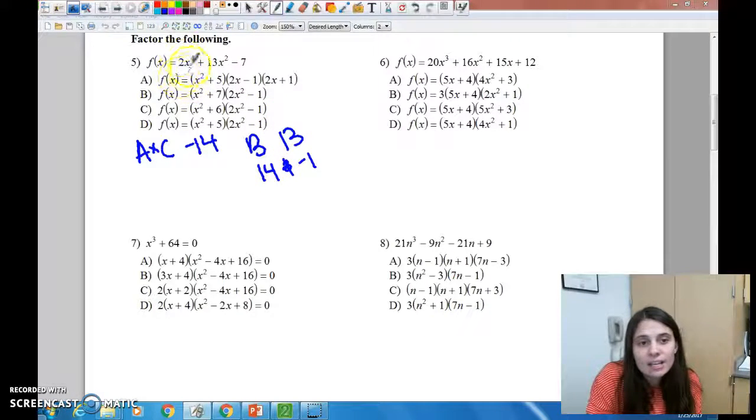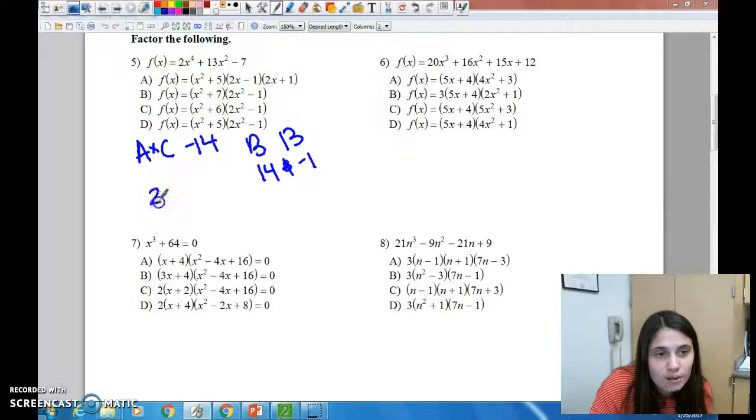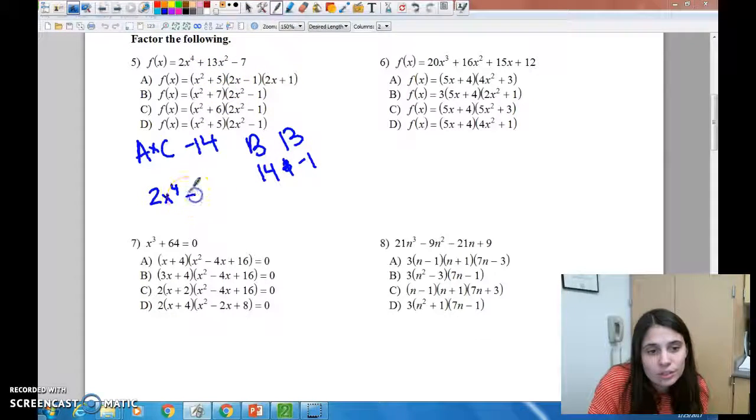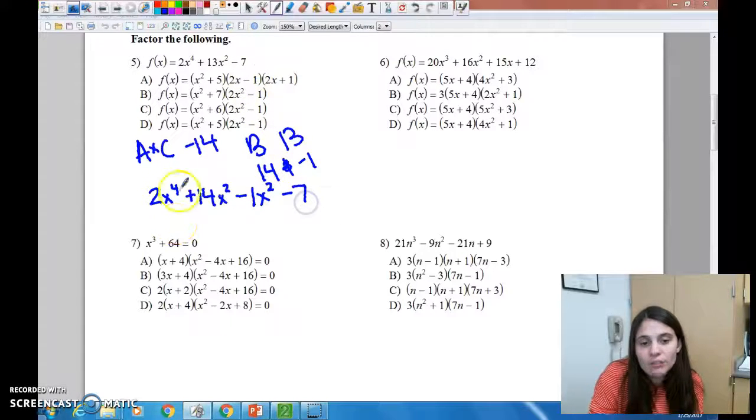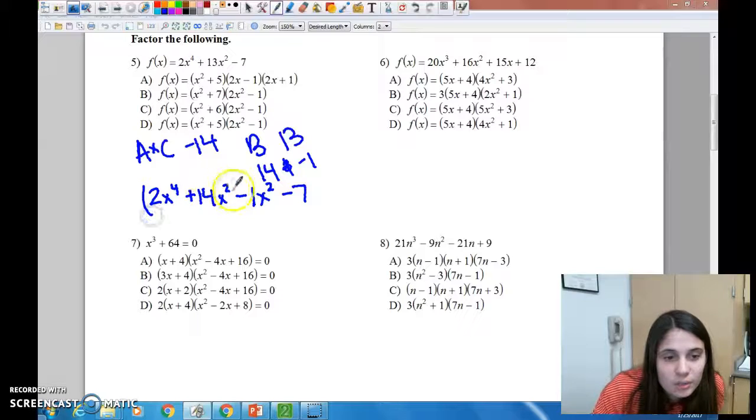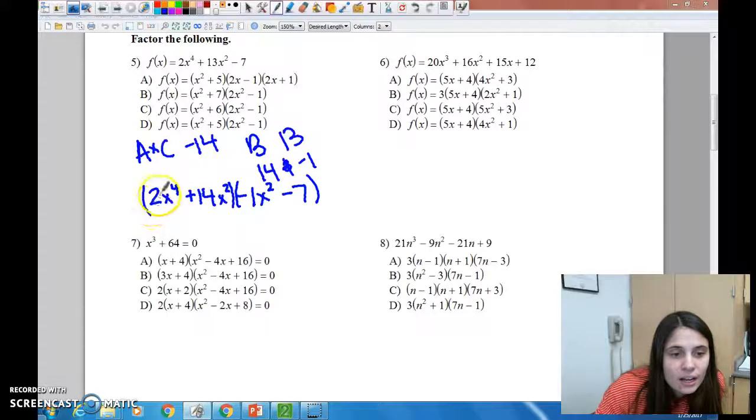Now, because a is not equal to 1, I've got to go to that next step. So I have 2x to the 4th, and then I'm going to split this 13x squared up using these two numbers. So I have plus 14x squared minus 1x squared, and then just minus 7. Now I have 4 terms, I can factor by grouping. So I'm going to factor each side. So over here, I can factor out a 2 and an x squared.